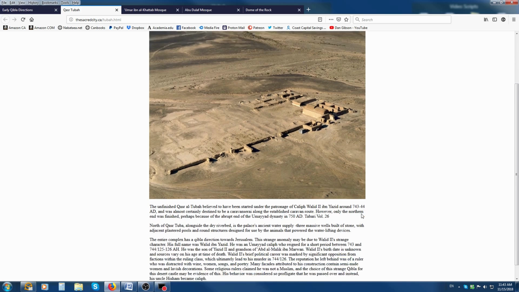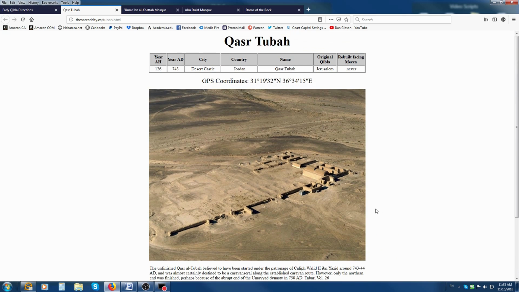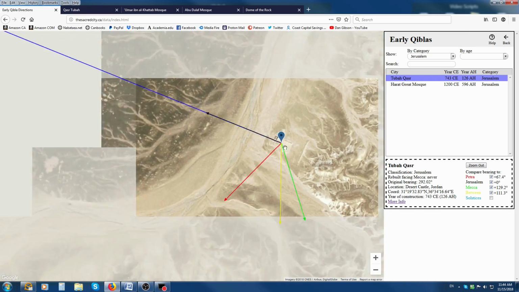Now, there's some interesting things you can read about this. And he was a rebel. He was an interesting guy, spent his time chasing women and poetry and drinking and so forth. And so he did something totally different when he started building this, and his reign didn't last very long. And so the building then stopped, and it's still there, but he's the only one we can find that points to Jerusalem, other than one other.